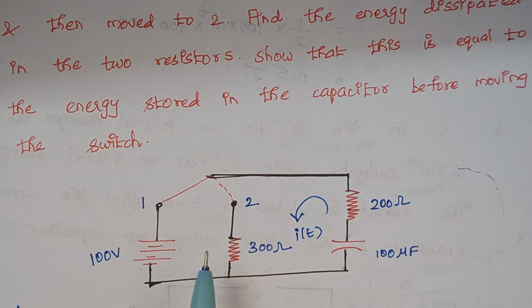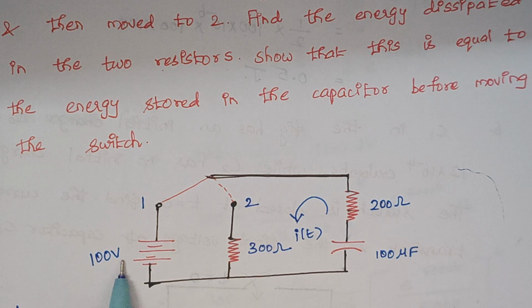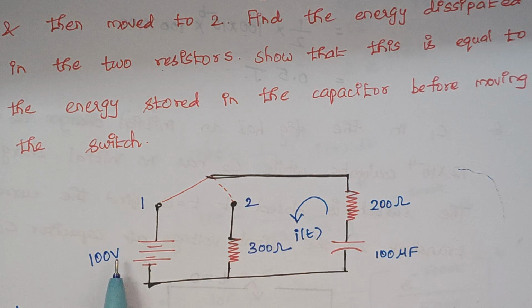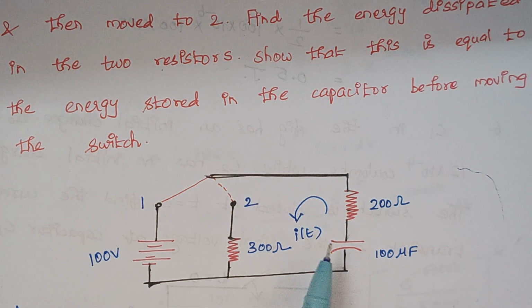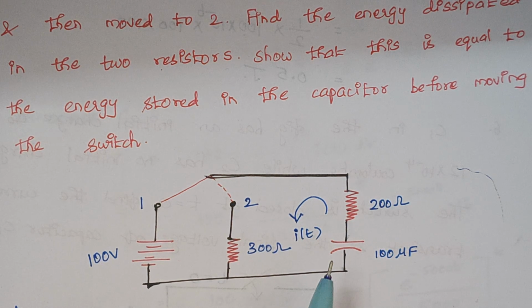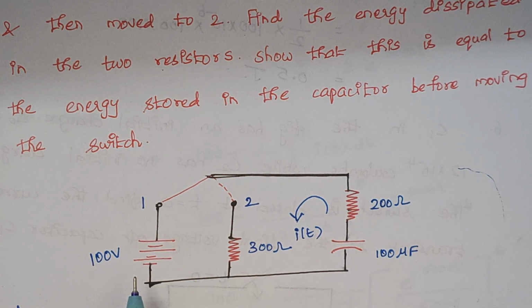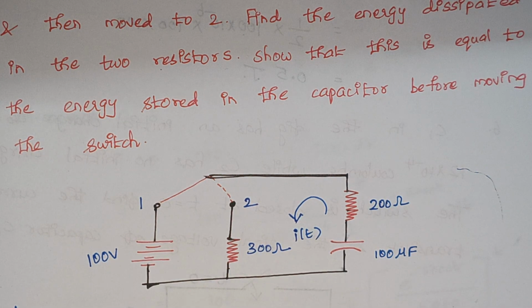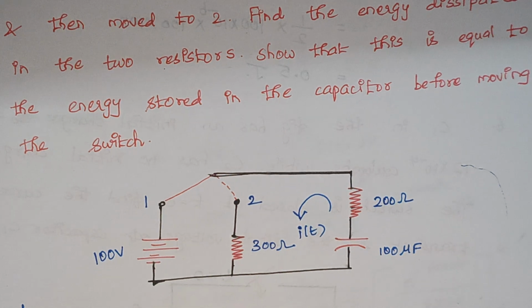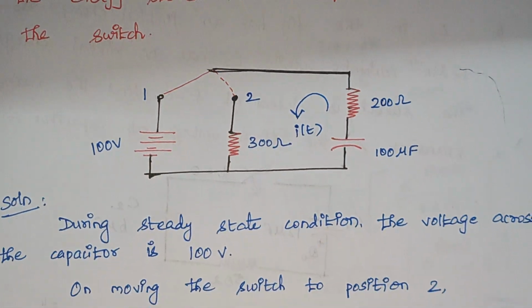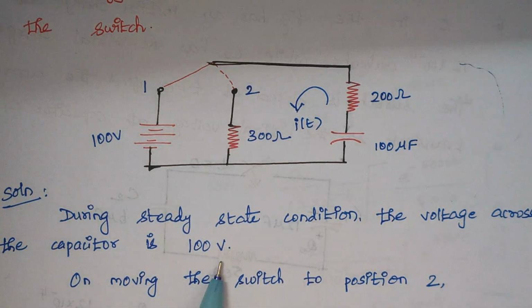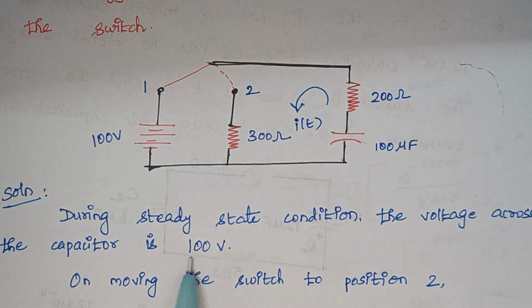Then the next thing is, here we are having a source voltage of 100 volt, right? So this same 100 volt is built up by this capacitor across it. That condition is known as steady state. That is, the maximum voltage will be found across your capacitor. That is the constraint of a steady state condition. So during steady state condition, the voltage across the capacitor is 100 volt, so it reaches its maximum limit.